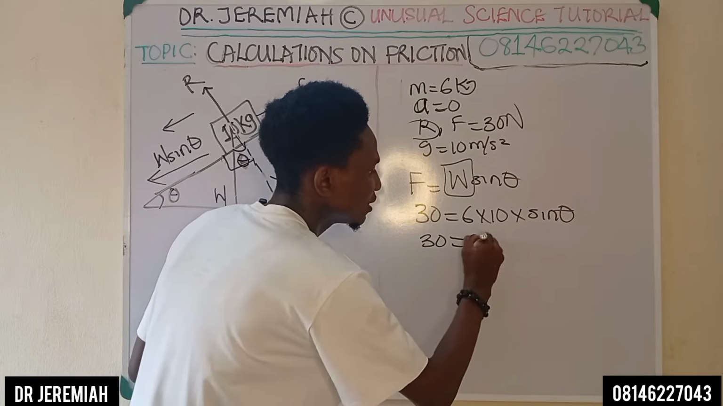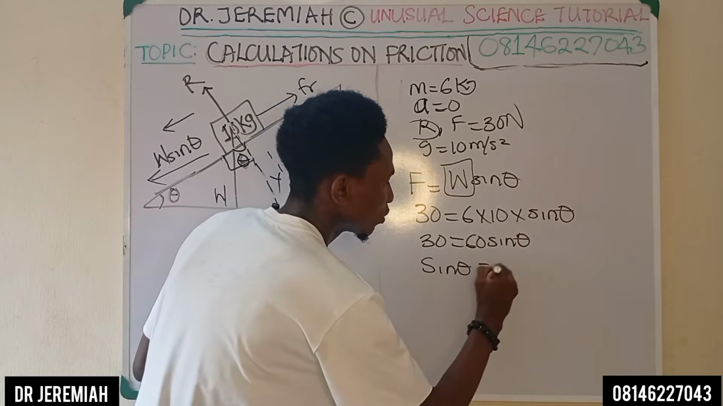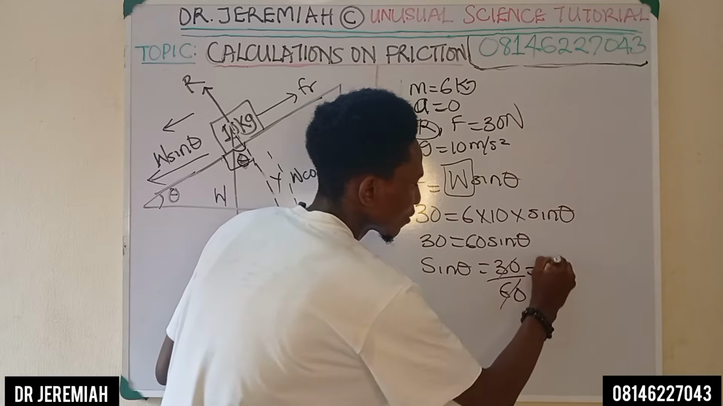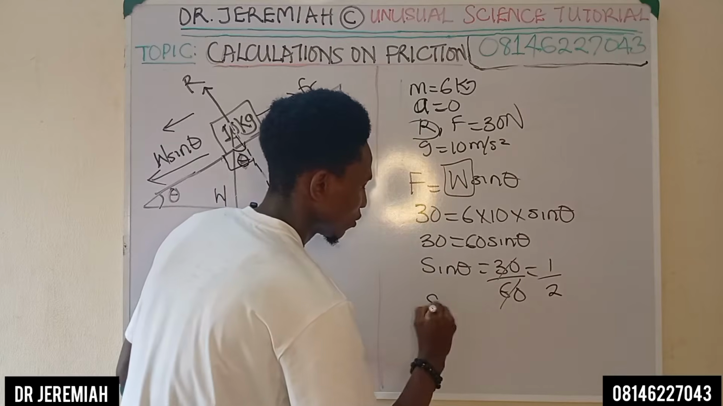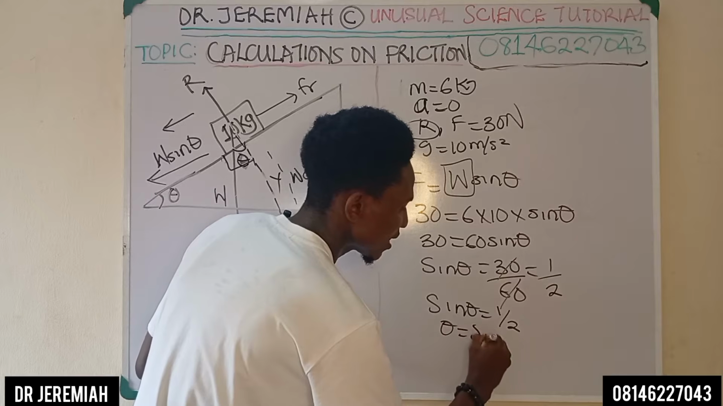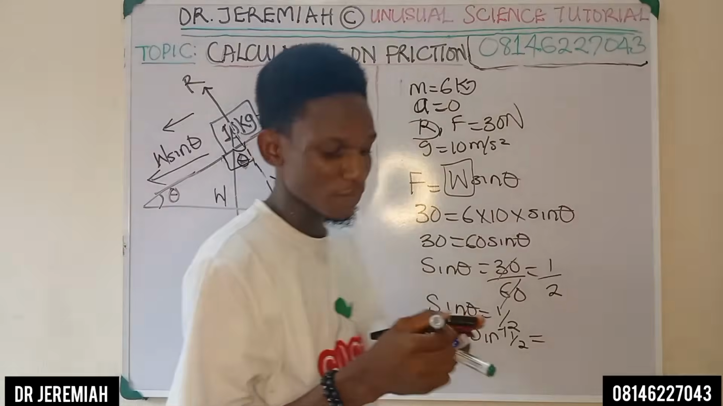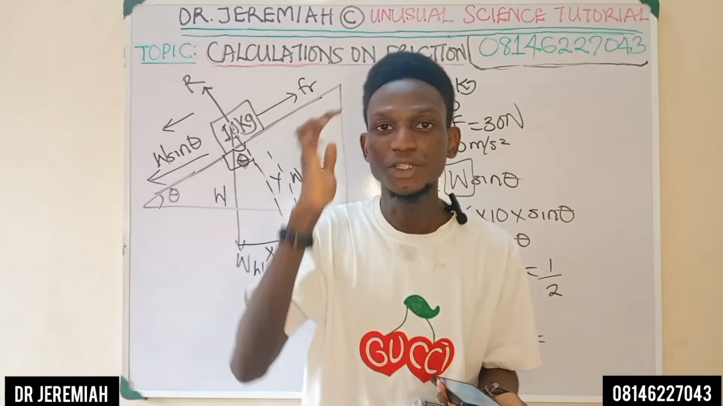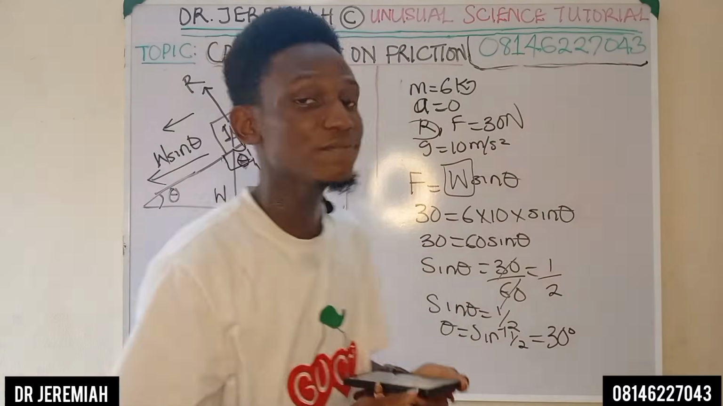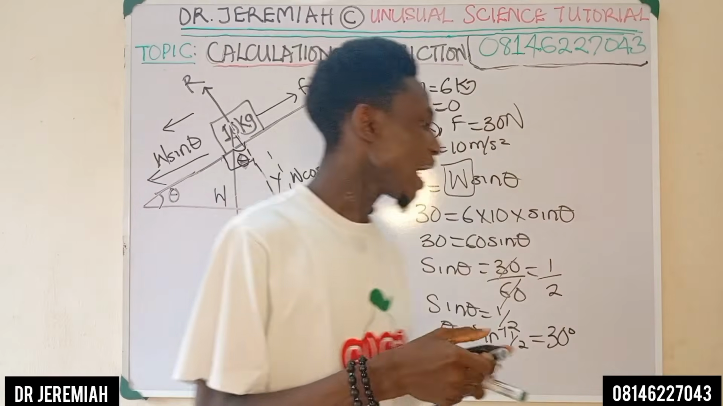So I have 30 equals 60 sine theta. From there, sine theta equals 30 divided by 60, which gives you 1 over 2. Sine theta equals 1 over 2. Theta equals the sine inverse of 1 over 2. As a mathematics student, it should be in your head. So we're going to have 30 degrees because sine 30 gives you 0.5, that is half.